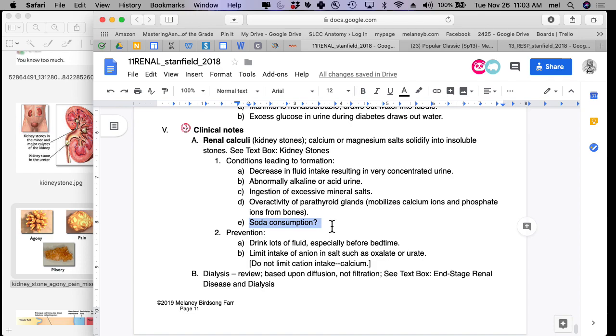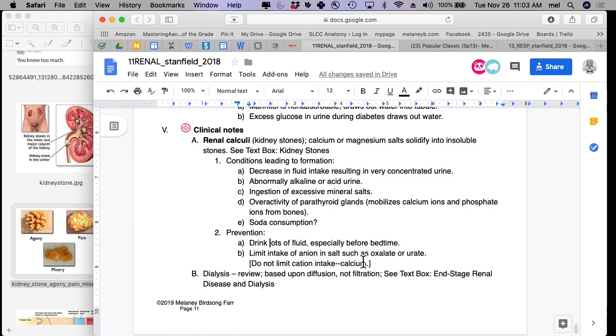We do know that sodas, especially diet sodas, are very salty, and they also impact the pH of your bloodstream, and they increase your likelihood of forming kidney stones. Sugar sodas too, and diet sodas even more because they're even saltier. And then what's the prevention for kidney stones? Drink lots of fluid, especially before bedtime because it just sits there in your renal pelvis. I know, right? Annoying. Do not limit intake of anions such as oxalate or urate. Limit intake of anions, but don't limit intake of calcium and potassium.